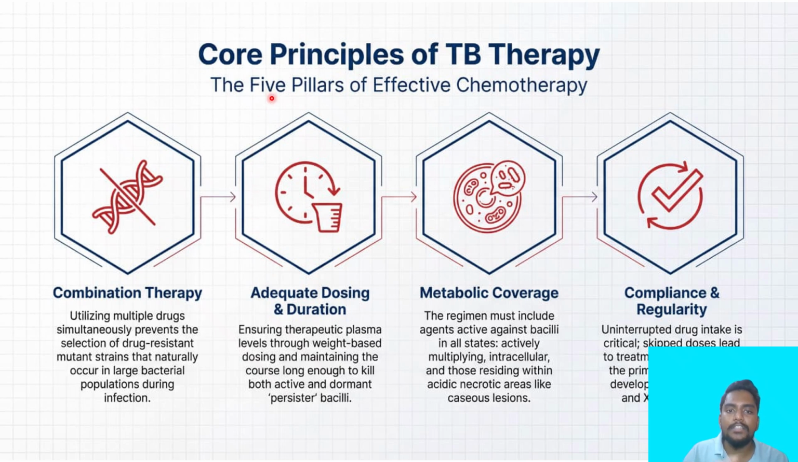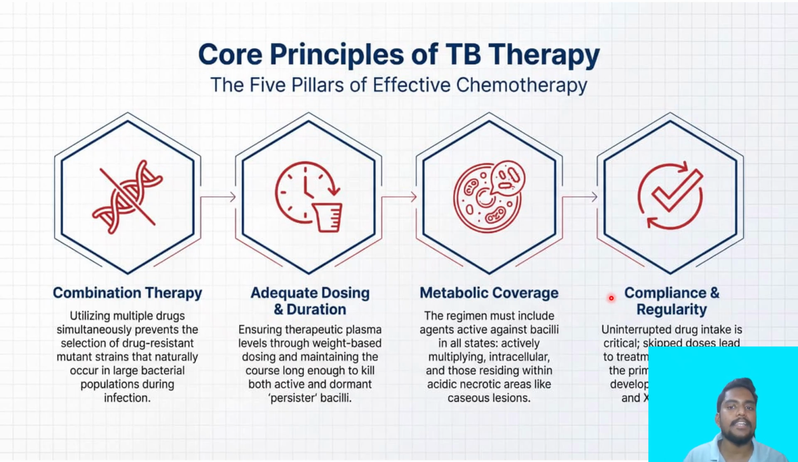Similarly, all 4 drugs will be used in the intensive phase, which is of 2 months. For these 2 months, the drugs will continuously attack the TB bacilli so that the bacterial load gets reduced. And now, metabolic coverage. As I told, for the bacilli located in the acidic environment, I have to use a specific drug that will attack them. To kill the bacilli growing in the acidic environment, I have to use pyrazinamide. So the drugs should cover the metabolic aspect, that is, the acidic environment also.